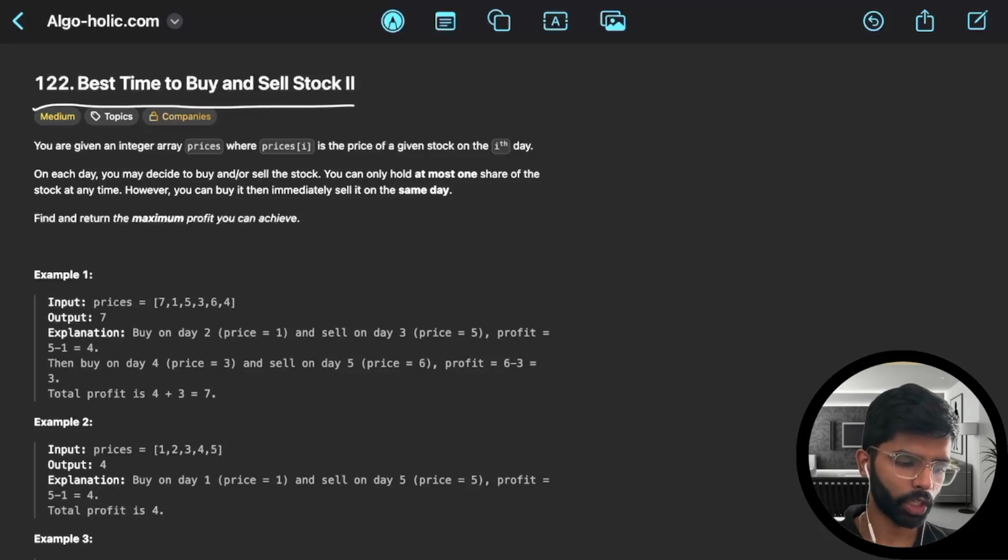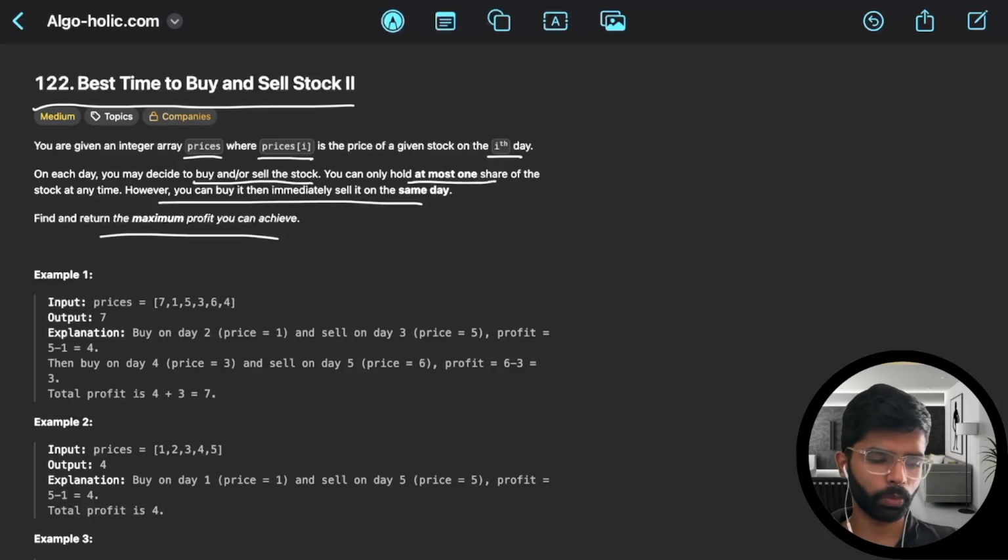Today we're solving the problem best time to buy and sell stock part 2. We're given an integer array prices where each value is the price of a given stock on the ith day. We might decide to either buy or sell a stock and we can hold at most only one stock. We can also buy and sell the stock on the same day, which would result in a profit of zero. I don't understand why they've given that in the question. Anyways, we're supposed to find and return the maximum profit we can achieve.